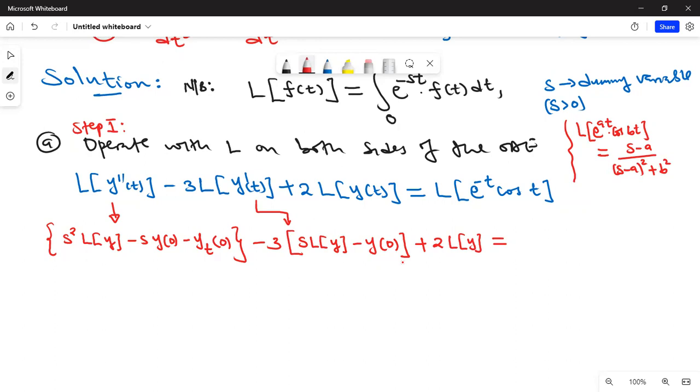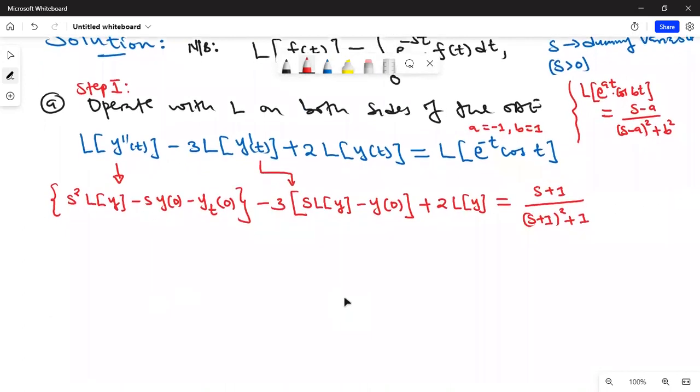So in this case, if you look at the function on the right-hand side, it is clear that our a is -1 and our b is 1. So if I substitute those two, I am going to get s plus 1 over s plus 1 squared, then plus b squared, which is 1 squared, that is simply 1. So that's the first step.